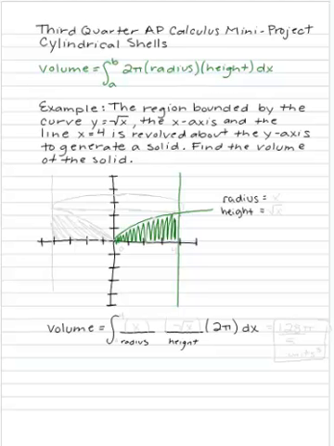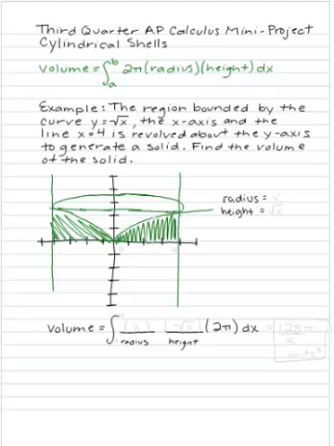This area is revolved around the y-axis, so it is reflected on the other side. So you can just draw another side in. The resulting shape will be a cylinder with a hole in the center, something that looks like this. Next, we need to find the radius and the height.